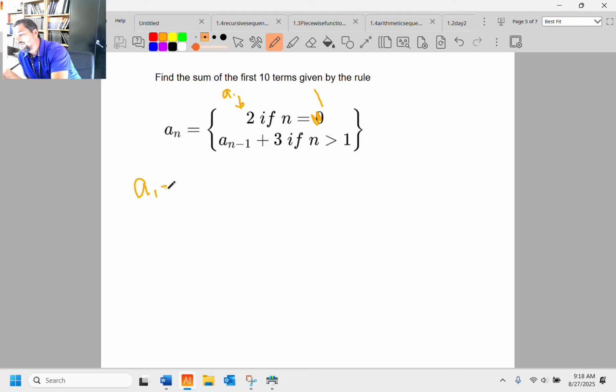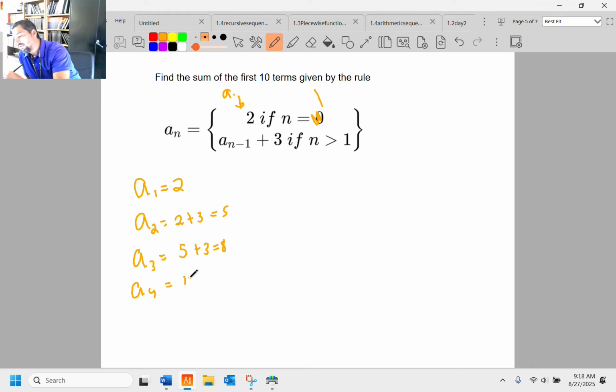So the first term is 2. The second term says take the previous term and add 3. It's 2 plus 3, which is 5. And that, by the way, is the common difference. We're going to add 3. I'll write it out one more time on this one, but the previous term is 5. We add 3, we're sitting at 8. And then we just go through the process here.